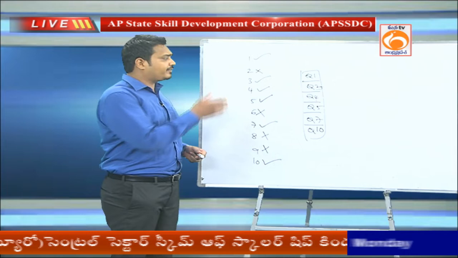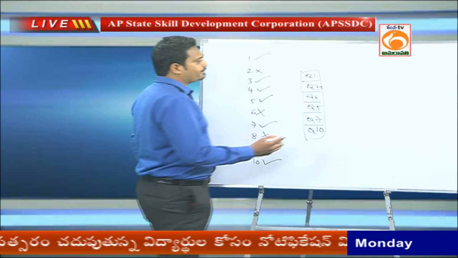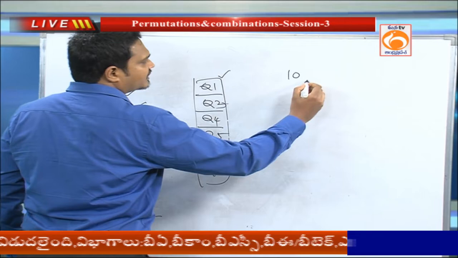But make sure we are not going to follow any particular order. This question doesn't come under permutations. This is completely combinations. So in how many ways I'm going to select, all right, I'm not going to arrange. It is so simple. See, here we have 10 questions and we are going to answer only 6 questions. So obviously it is 10 C 6.